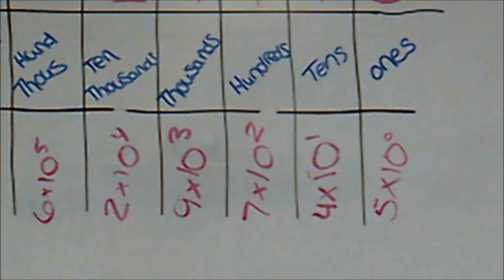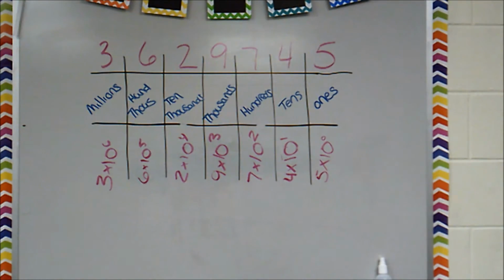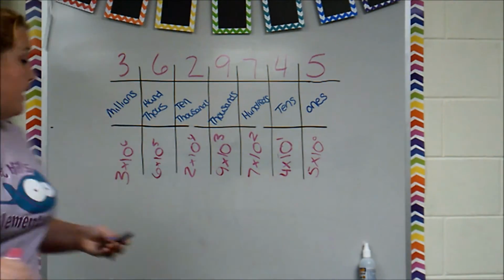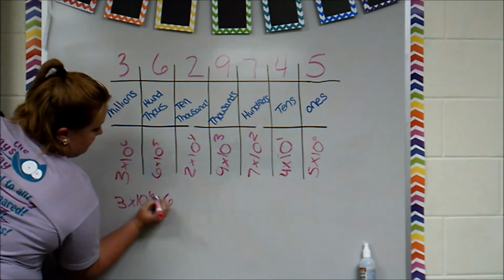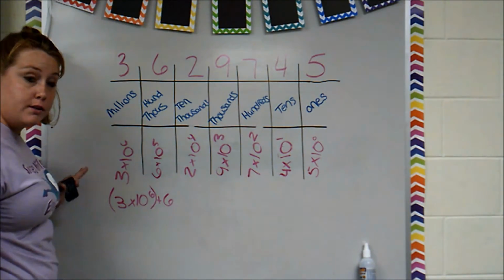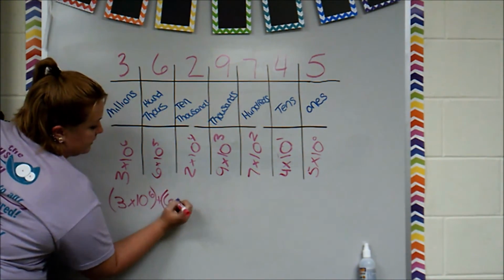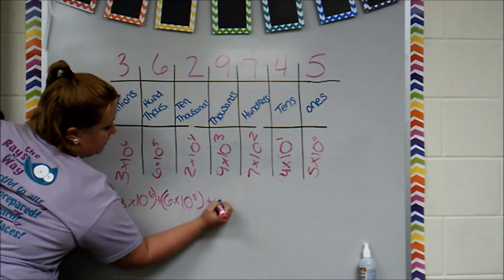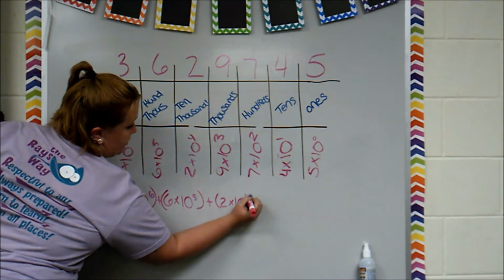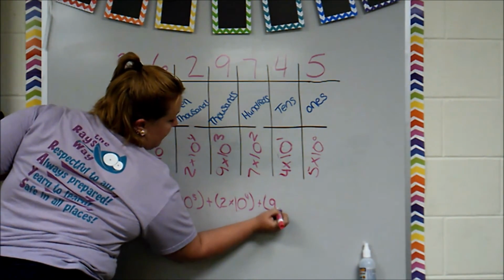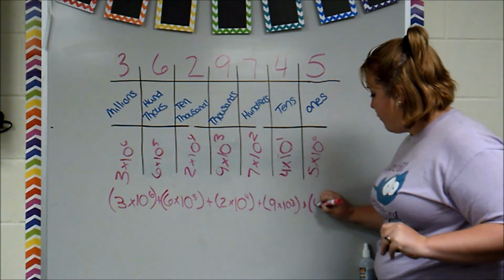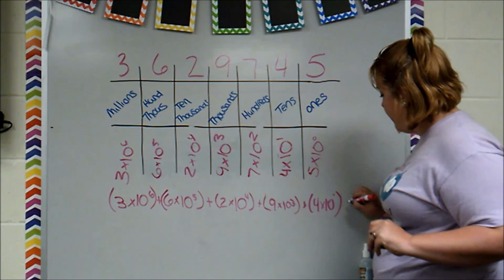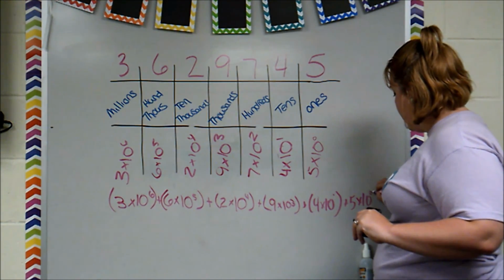So writing this out in exponential form takes a lot less space, using that expanded form in exponential form, because we would simply write it as 3 times 10 to the 6, with parentheses because we know our order of operations, plus parentheses 6 times 10 to the 5th plus parentheses 2 times 10 to the 4th plus parentheses 9 times 10 to the 3rd plus 4 times 10 to the 1st power plus 5 times 10 to the 0 power.